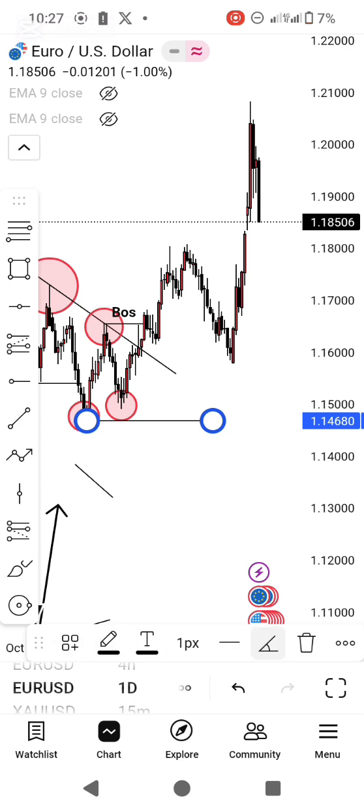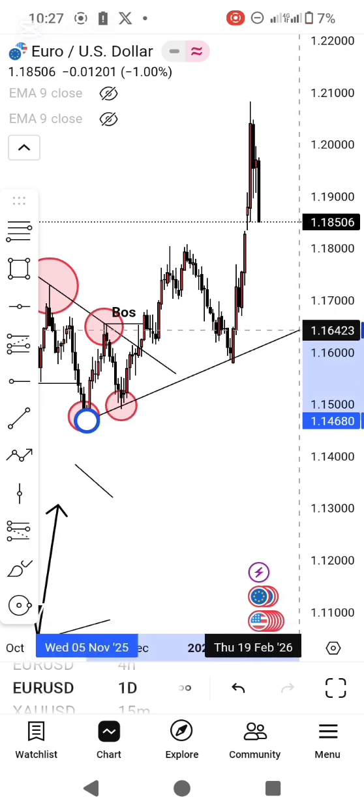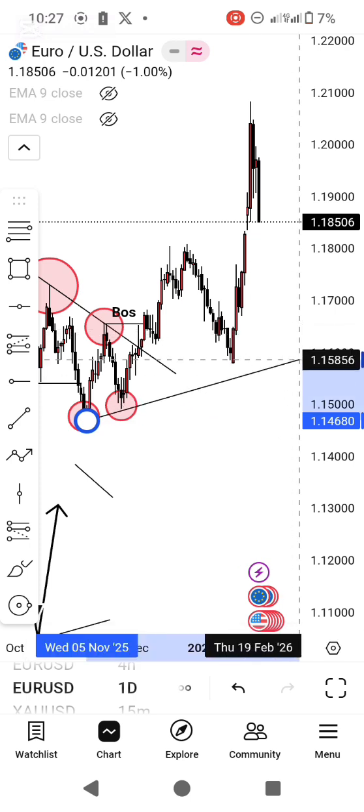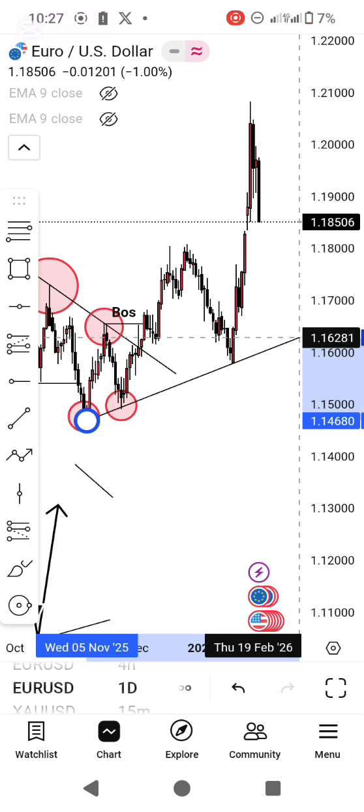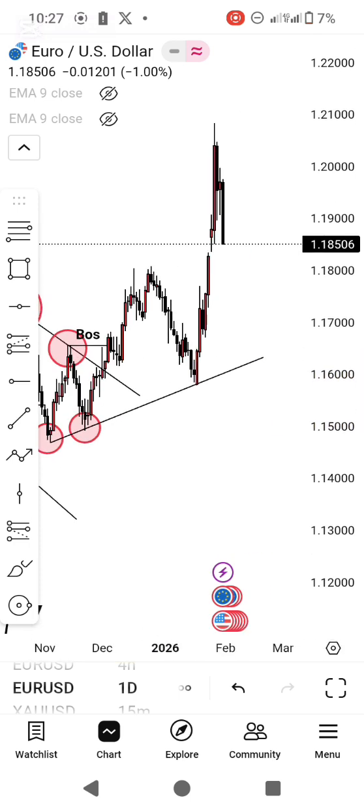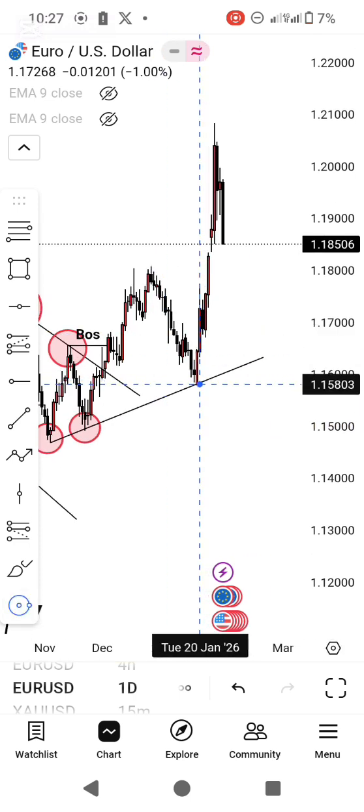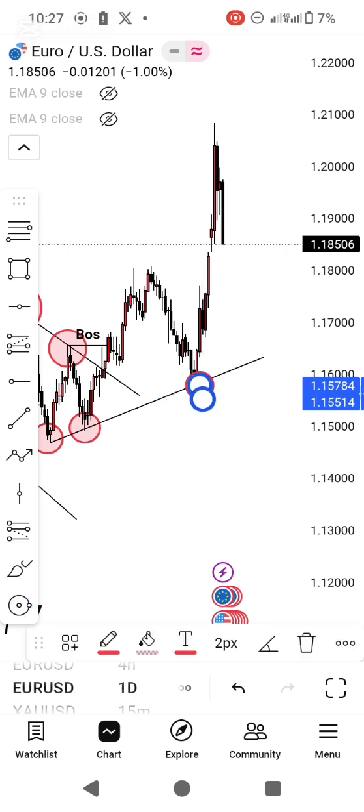And you can see on the third touch point what the price did. At the third touch point, price came, touched it, and continued the trend.